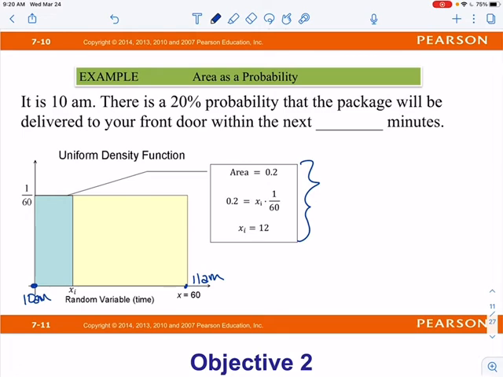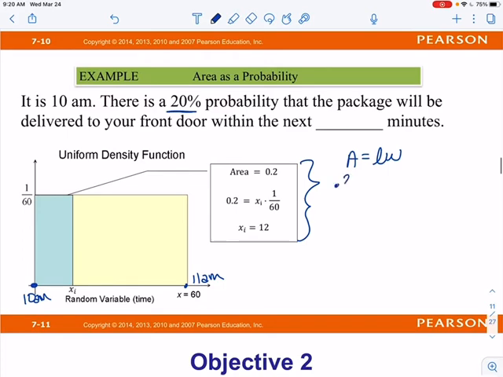Probability and area, again, mean the same exact thing. So again, area is length times width. The probability is 20%. That means your area is 0.2, or 0.20 if you want to look at it as a whole number there. Okay, and again, we need to know our length and our width now.